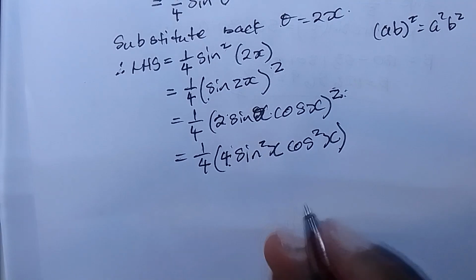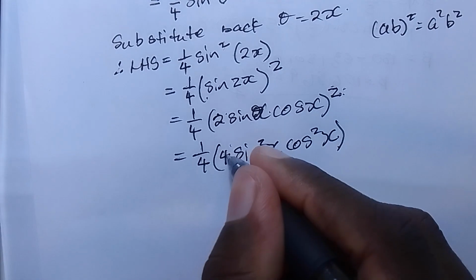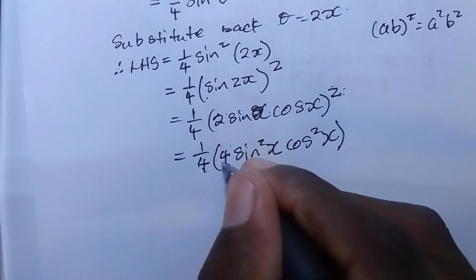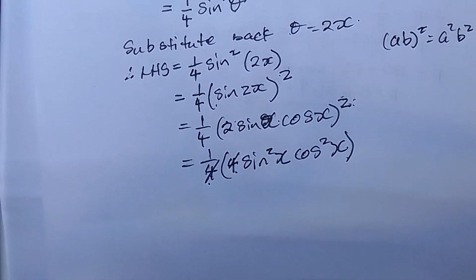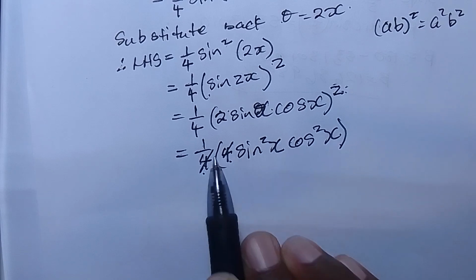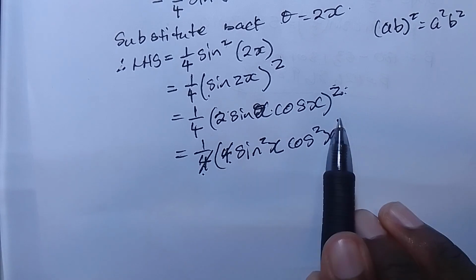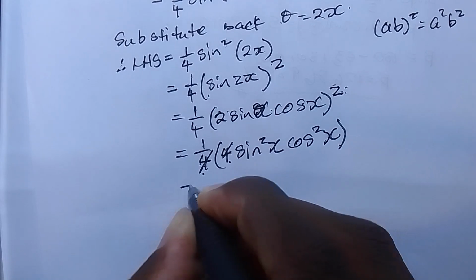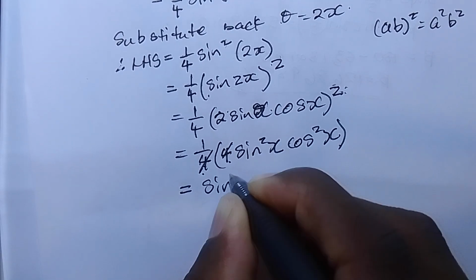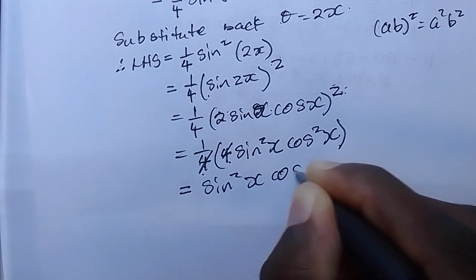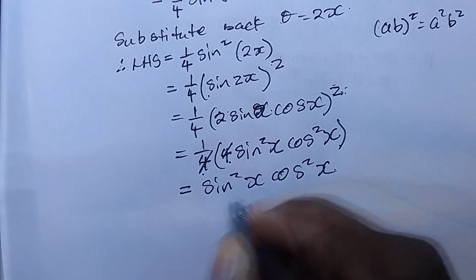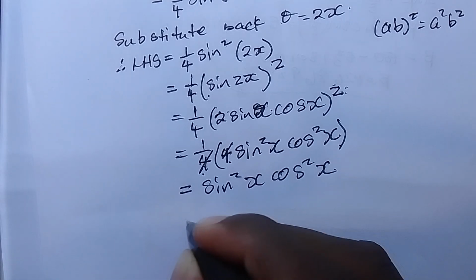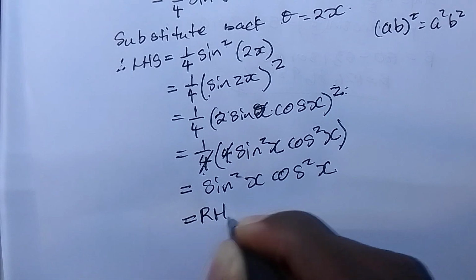Now since you've distributed the square, you can multiply with the 1 over 4. If you multiply, this is just going to cancel, and since it's one term, you don't do the multiplying other things because this is all already multiplied together. And now your answer is sine squared x cos squared x, which is equal to your right hand side.